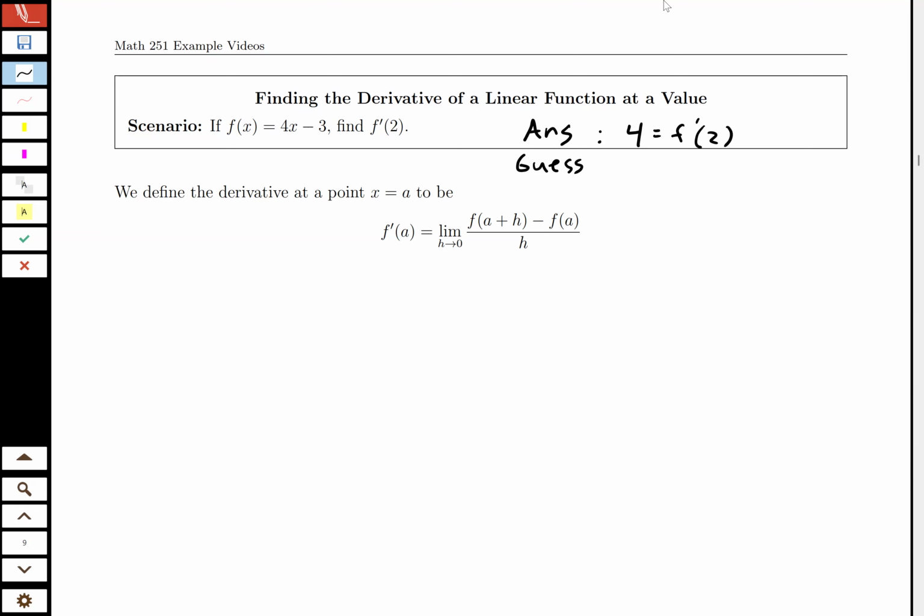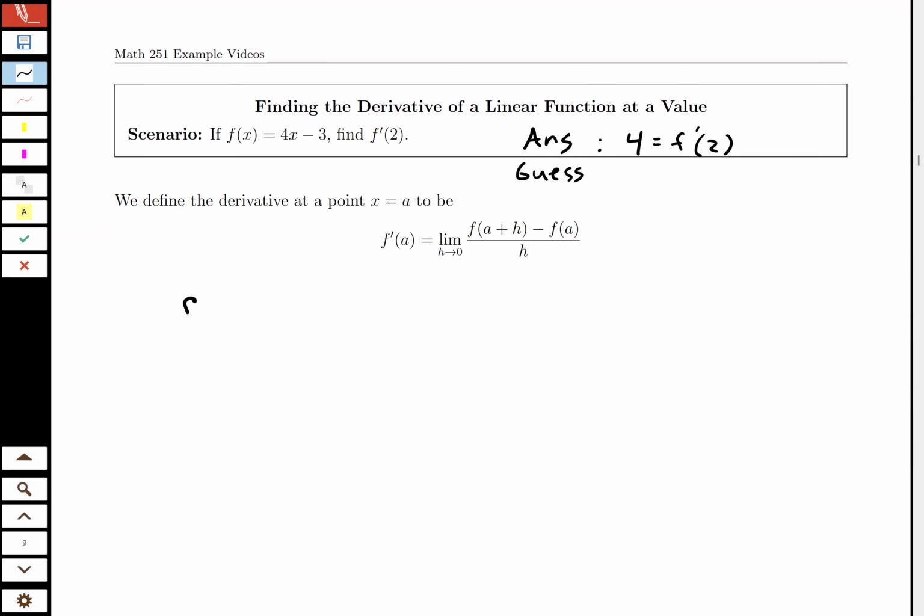The slope of the line is 4. The derivative gives me the slope. Let's see if this formal definition matches up with our intuition. So I'm trying to find f prime of 2.